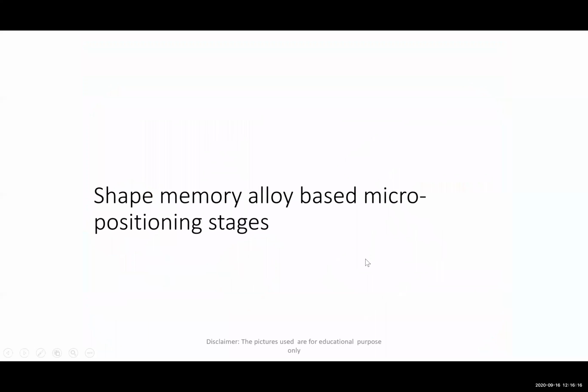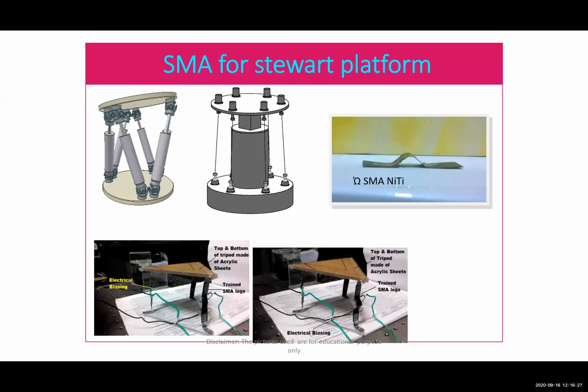So the next one which I would like to talk about is slightly different: we have developed these structures for some of the robotic applications. So one robotic application which I would like to talk about is a Stewart platform. This Stewart platform comes under the category of a parallel manipulator. This parallel manipulator concept is quite interesting, where in this parallel manipulator, what we normally used to do is, we have just replaced the actuator with a shape memory alloy actuator.